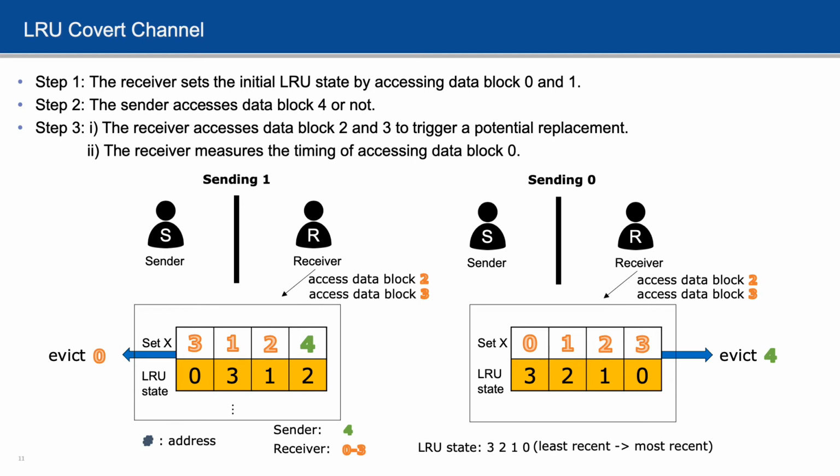In the end, the receiver measures the timing of accessing data block 0. On the left side, the receiver will find that 0 is not in the cache, observe a cache miss, showing a longer access latency. And on the right, the receiver will find a cache hit of data block 0, needing only short access latency. So when the sender is sending a different bit, the receiver will observe different access latency of cache block 0. Thus, the receiver can observe the sender's access pattern.